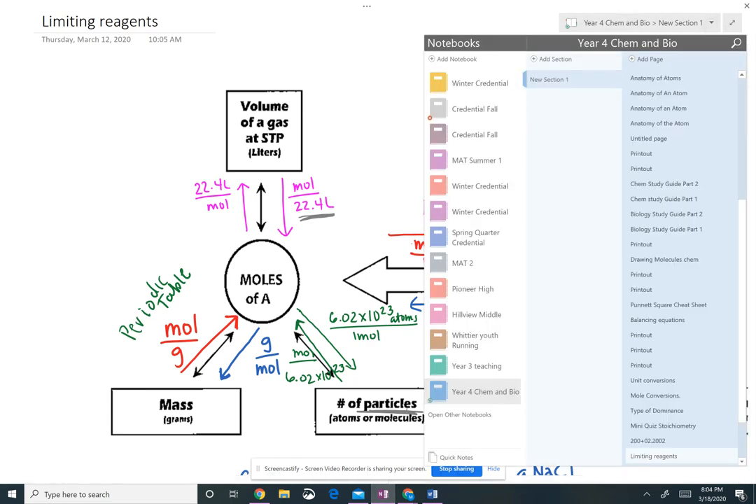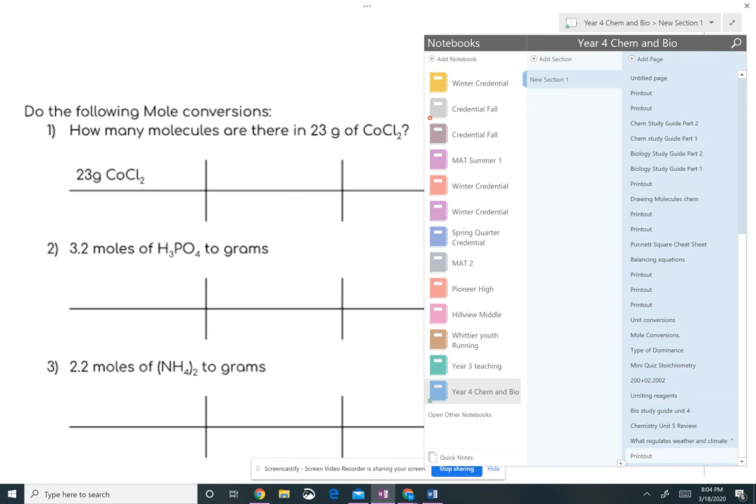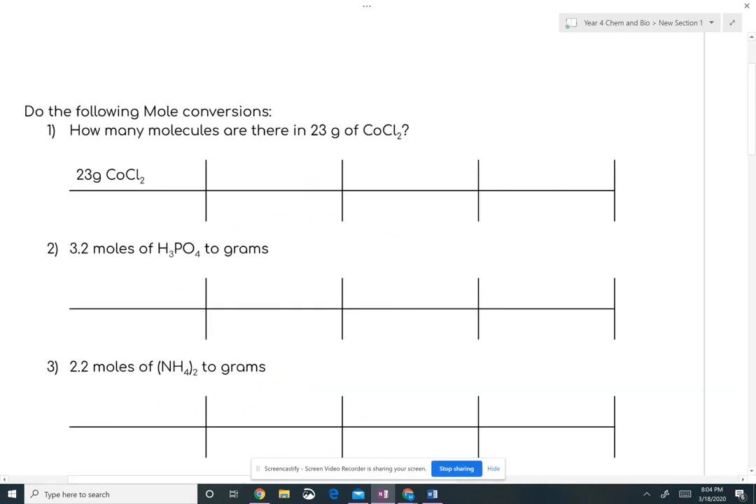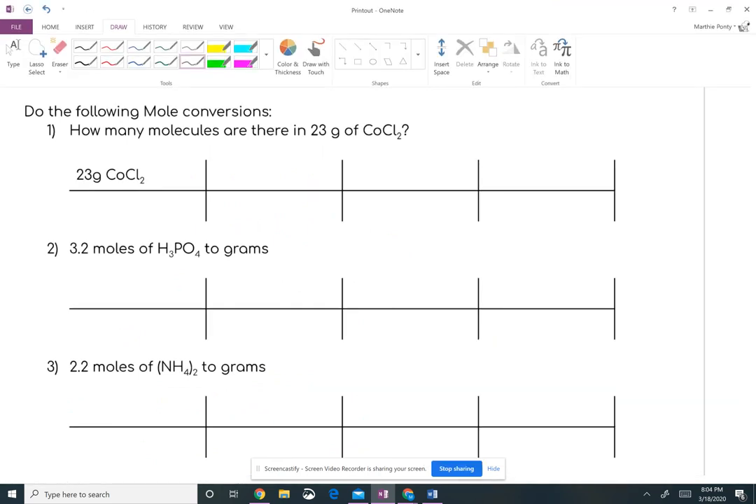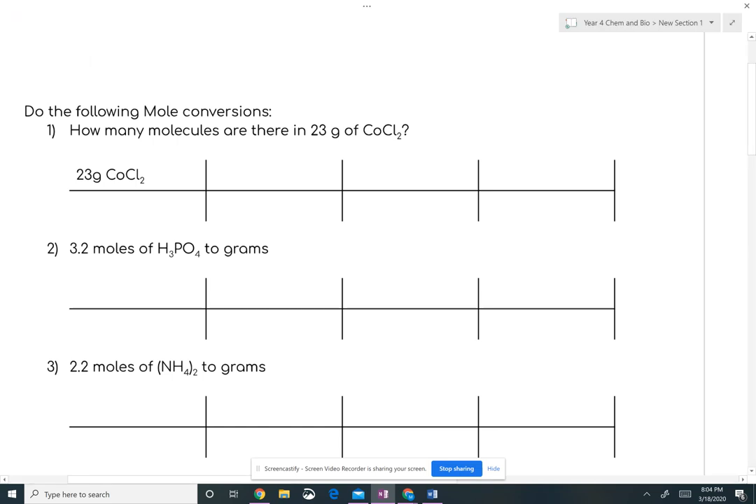So I'm going to take you back into our study guide, and we are going to solve some of these problems. For the first one, I have 23 grams of CoCl2, and I need to figure out how many molecules I'm looking for. Since I'm talking about molecules, I know that in the end I have to end up with molecules.